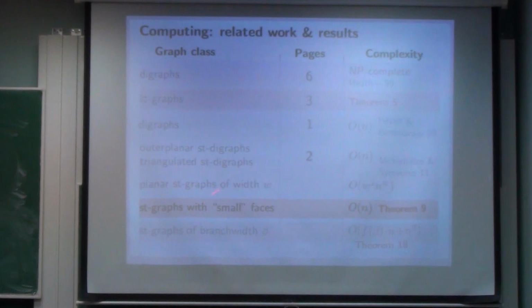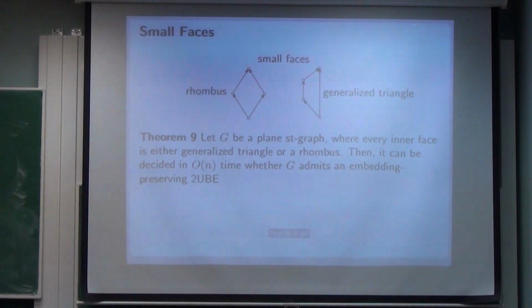And now I'm going to switch to small faces, which is the other extreme. The other extreme contains only small faces in the sense that it either contains faces like that, where at every side we have a path of length 2, or these are so-called generalized triangles, where you have a transitive edge on one side and a path of arbitrary length on the other side.